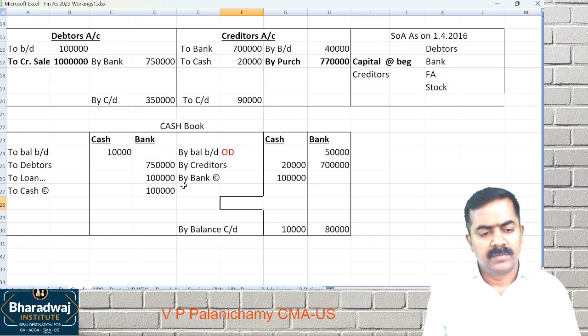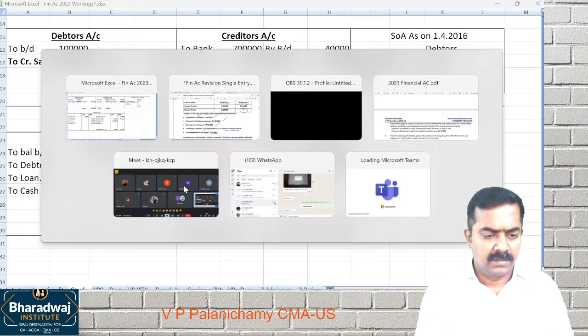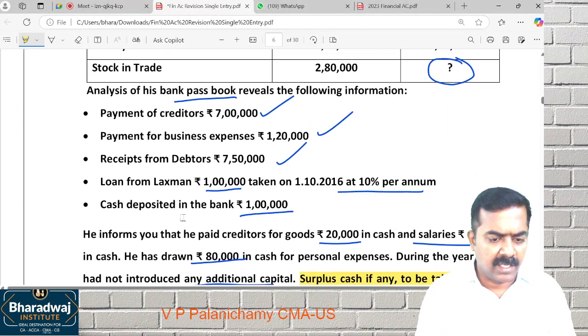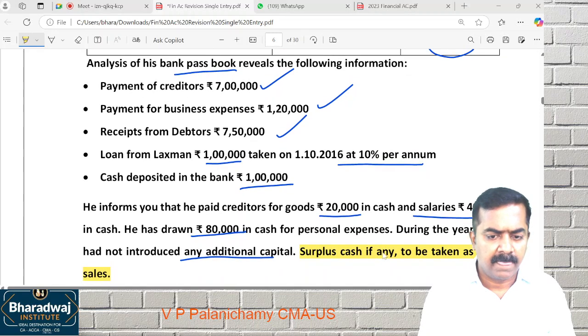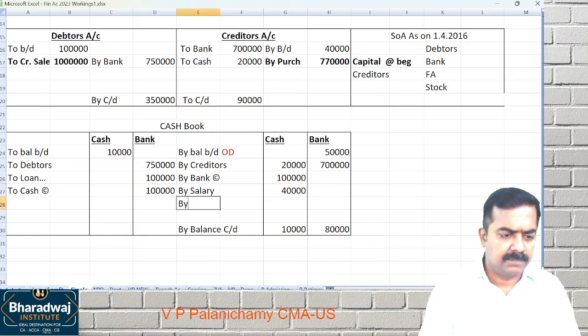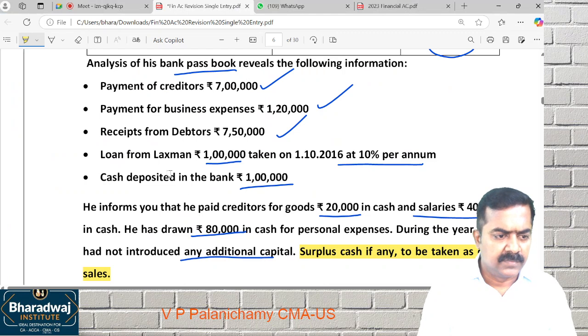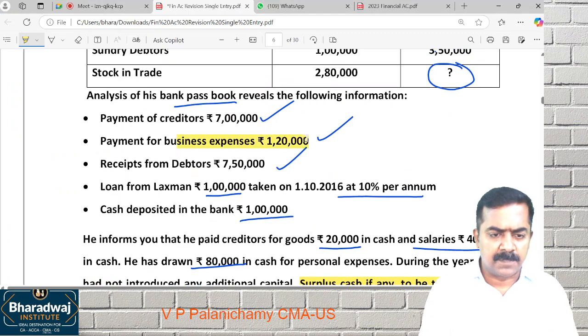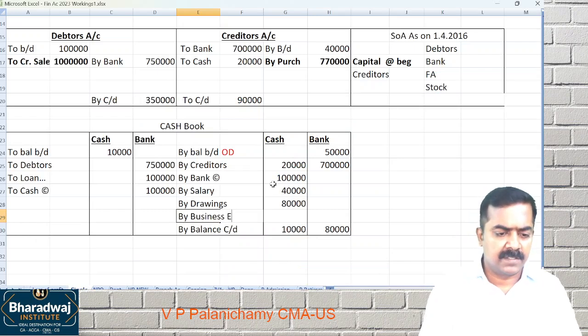Then salary, has it been paid in cash or by bank payment? Salary paid in cash, how much? 40,000. Drawings, cash 80,000. Then look, payment for business expenses is in the bank statement. By business expenses, in the bank statement 1,20,000 is given.